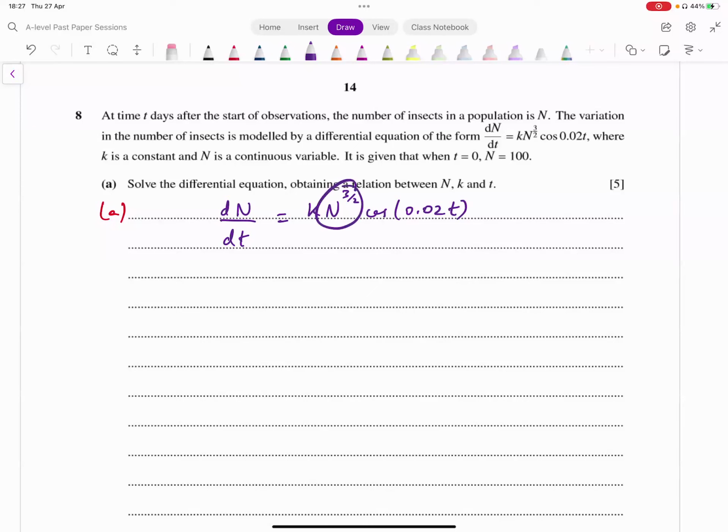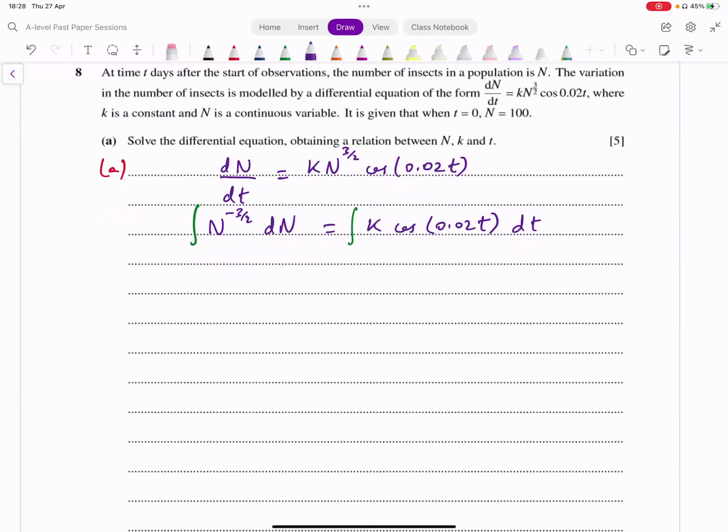इस n को अगर हम left पे लेकर आए तो ये क्या बन जाएगा, n raised to power -3/2. Denominator में होगा, उसको ऊपर लेके आएंगे तो power negative हो जाएगी, right? So n to the -3/2 into dn. On the other side, you have k times cos of 0.02 times t into dt. So you have separated the variables. Once the variables are separated, you integrate both sides.